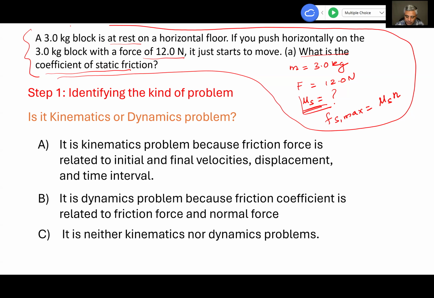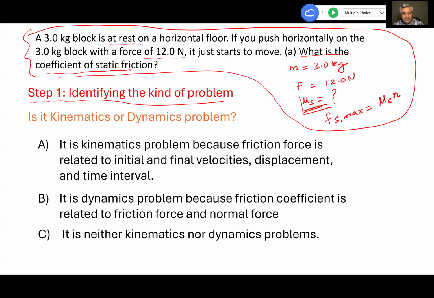Based on this, can we decide whether it is a kinematics problem, meaning one that uses those three kinematic equations, or whether we need to use Newton's laws to solve this problem? That's what I'm asking you here. The very first step is identifying what kind of problem it is.